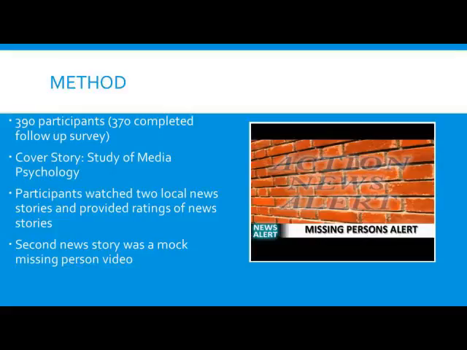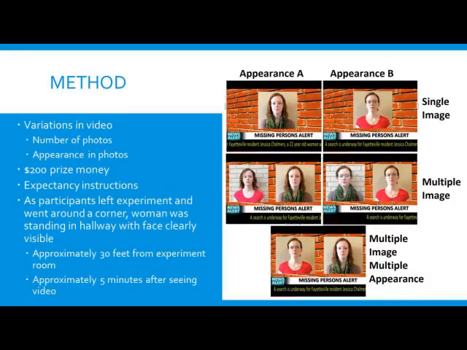Now, the study was set up like the one I discussed earlier, but showed one photo or multiple photos matching or not matching the woman's appearance. And there was a 5th condition showing multiple photos showing both appearances. This was perhaps the easiest study we've conducted yet for participants because the woman was actually waiting outside the lab room as participants left, about 10 meters down the hallway and 5 minutes after participants viewed the alert. As before, participants were asked to notify us if they saw the woman, and we administered a follow-up survey.